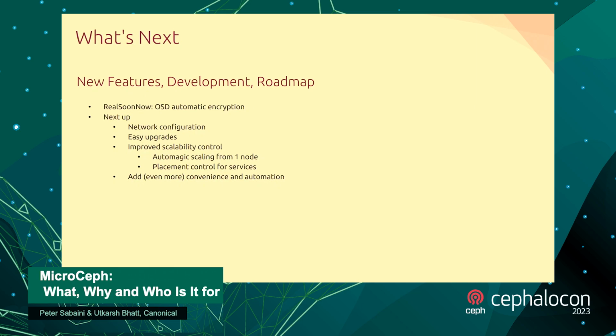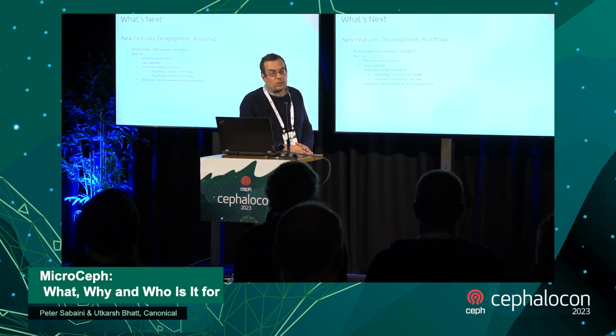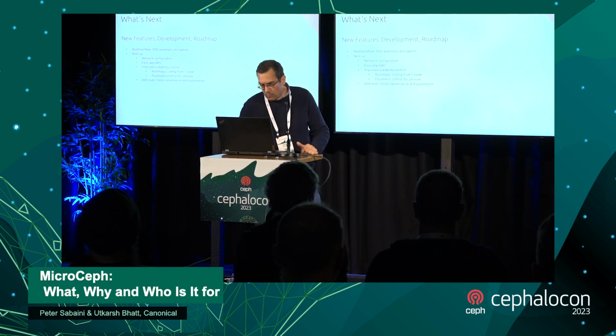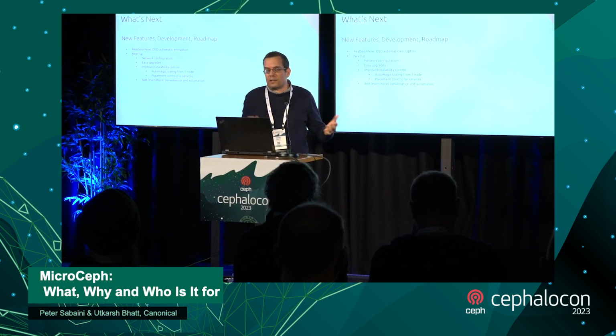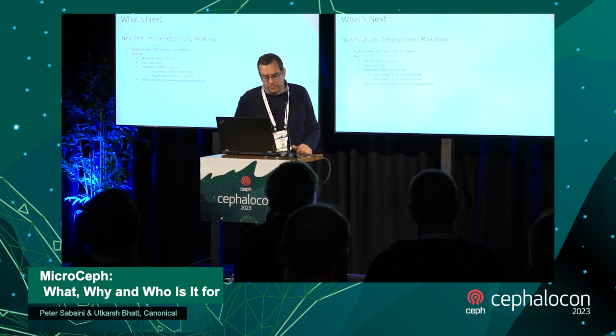And on the other end of the scaling spectrum, we want to enable additional placement control over where your services should live. Yeah, and other more convenience and features should come in as well. For instance, that manual creation of the Redis gateway user, things like that we want to automate as well.